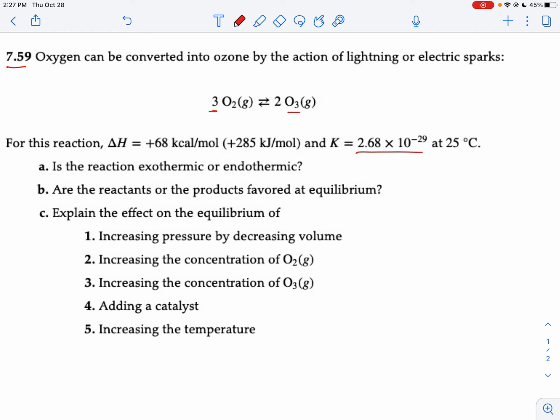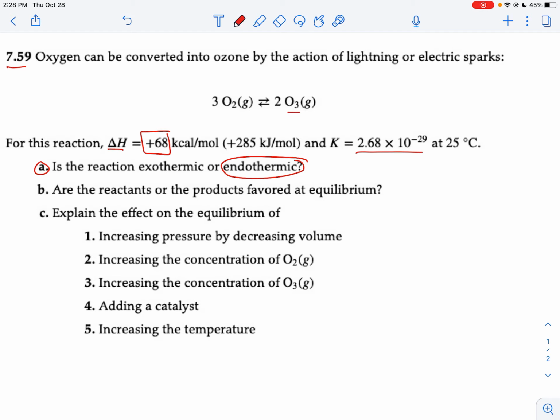The first question is, A, is the reaction exothermic or endothermic? If delta H is positive, I see a positive 68, that lets me know immediately that it's endothermic. I could ask you, is heat then a reactant or a product, and heat would be a reactant. You could say heat plus oxygen, or you could write 68 kcal per mole plus oxygen, and that would give you your ozone. So this is definitely an endothermic reaction, right?